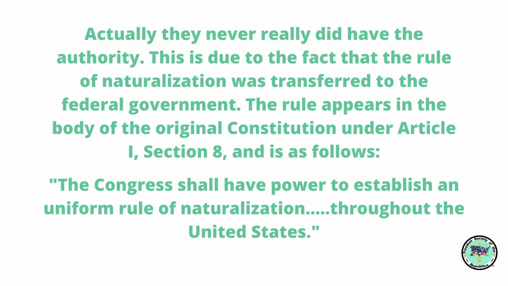Actually, they never really did have the authority. This is due to the fact that the rule of naturalization was transferred to the federal government. The rule appears in the body of the original Constitution under Article 1, Section 8, and is as follows: The Congress shall have power to establish a uniform rule of naturalization throughout the United States.